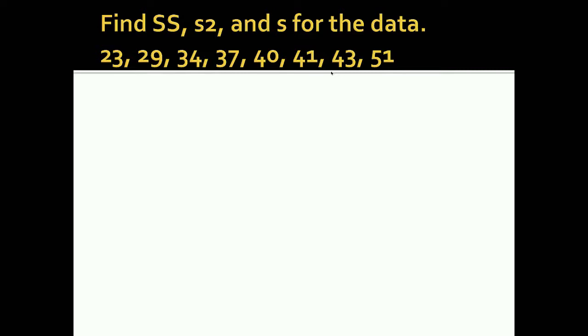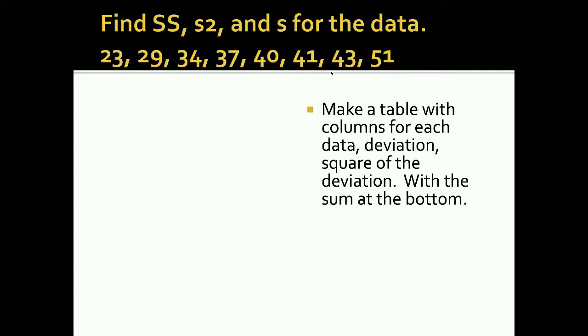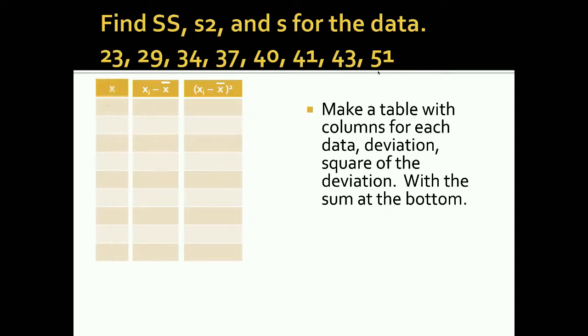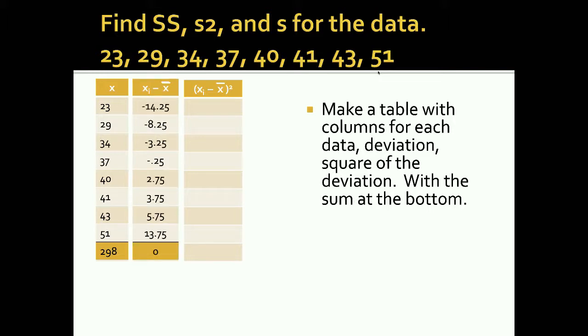So in order to find the sum of squares, we think, oh, it's just asking one small thing, but there actually is a little bit of work you have to do to get there. So we definitely need to find the mean of this data. So you would add them up and divide by how many there are. 1, 2, 3, 4, 5, 6, 7, 8. So here is the list of data: 23, 29, 34, 37, 40, 41, 43, and 51. If you add those all up, it's 298. And so our mean is 298 divided by 8, which is 37.25. So the mean, which I should have had on here, is 37.25.